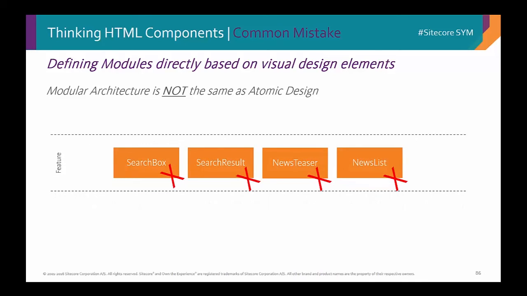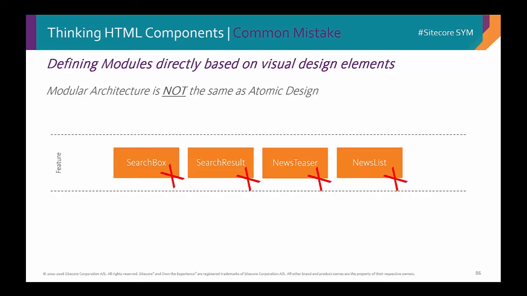You can implement atomic design following modular architecture, but you should not let the individual atoms define your modules. Then you would end up with a module called search box, a module called search result, a module called news teaser, and another one called news list. I don't know how good examples these are, but if you have a module name that implies some specific presentation, then there's typically something wrong. In some cases, there are of course cases where a specific presentation is very domain specific and very crucial for the customer and something they actually see as one entity.